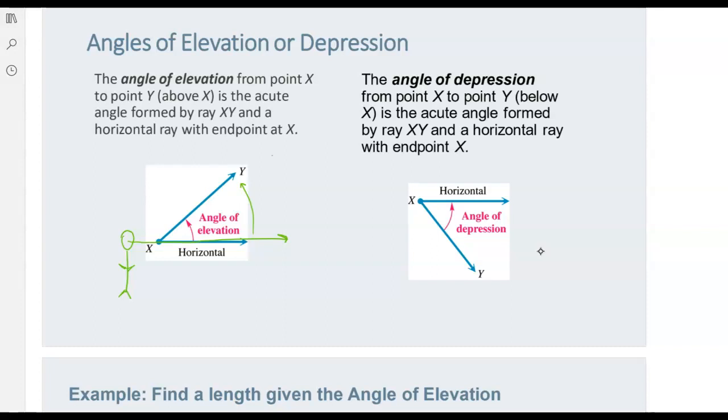Maybe it's the top of a tree, for example. That's different than the angle of depression, where someone is maybe standing on top of a building and their line of sight is going out this direction. And then they're looking down to some point that's over here on the ground. So that would be denoting the angle of depression.